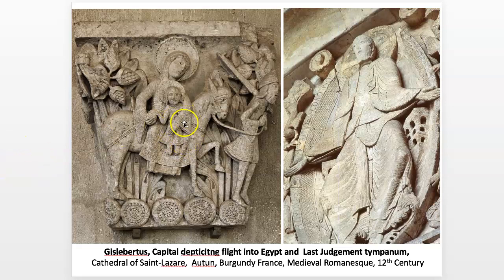The clothing is very stylized. See, this is in the Last Judgment as well. You can kind of see the stylization of the wrinkles in the clothing and the patterning happening. We also have sort of a weightlessness in both of them. See how they feel like they're almost floating up? They don't have a lot of weight to them. This one on the capital is a child who looks a little bit like a little man. This is common for Jesus in this era when he's a child.